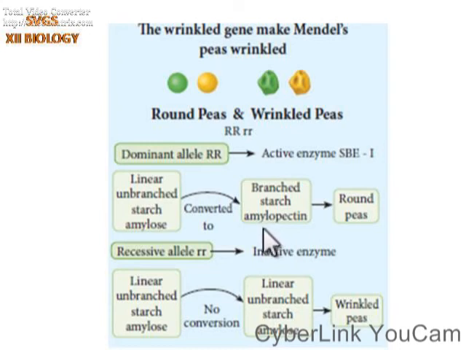So when this branching is not there, that is, if it is unbranched, it will not form a smooth round shape, so the pea will be wrinkled. So the defect will be in this particular enzyme: the SBE1 enzyme will not be activated if the allele is recessive. If the allele is recessive, this particular enzyme will not get activated. So the result will be the wrinkled pea. This is the genetic or molecular level explanation for the round and wrinkled pea.